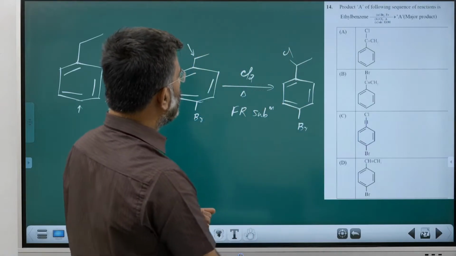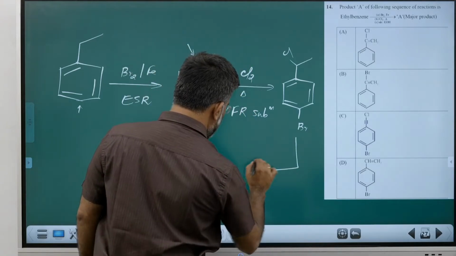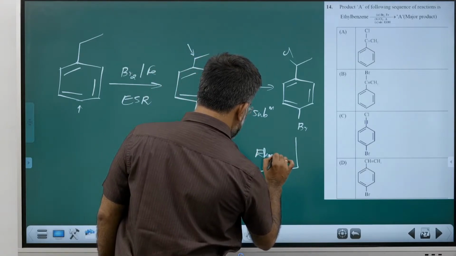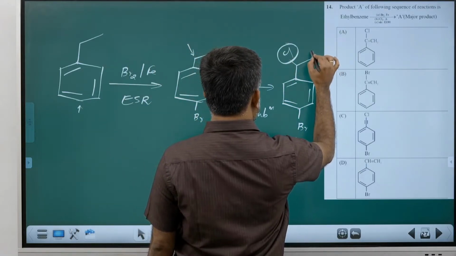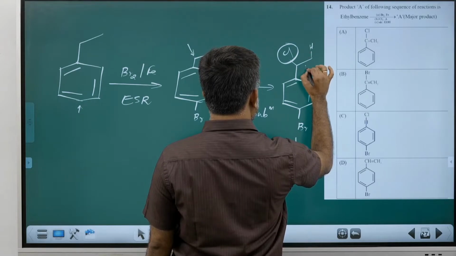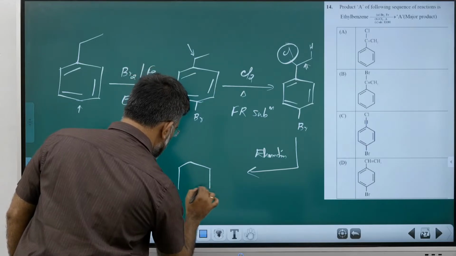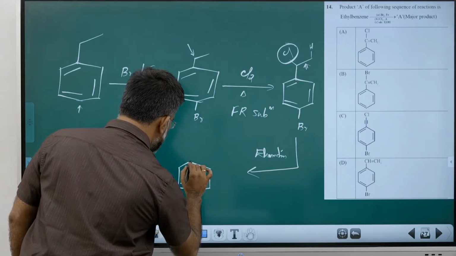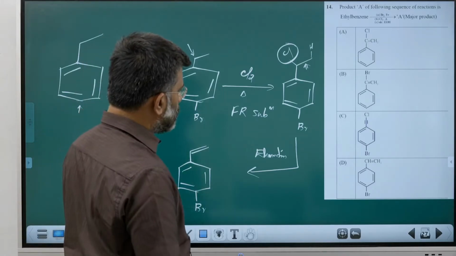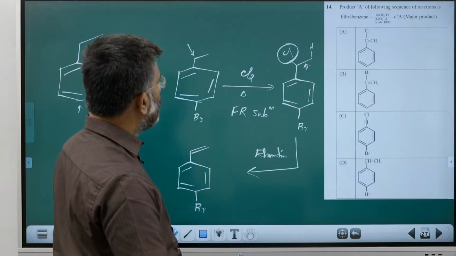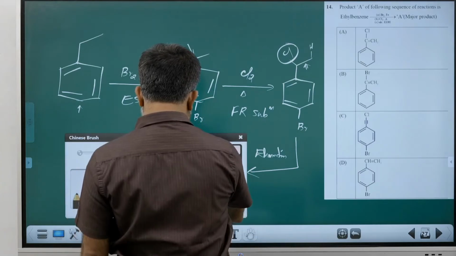Is that over? No. Now it is alcoholic KOH, that is an elimination reaction. So this chlorine is out, and one alpha hydrogen will be out from here. You will get a double bond over these 2 carbon atoms, giving the final product. That I think is the last step. Option D. Yes.